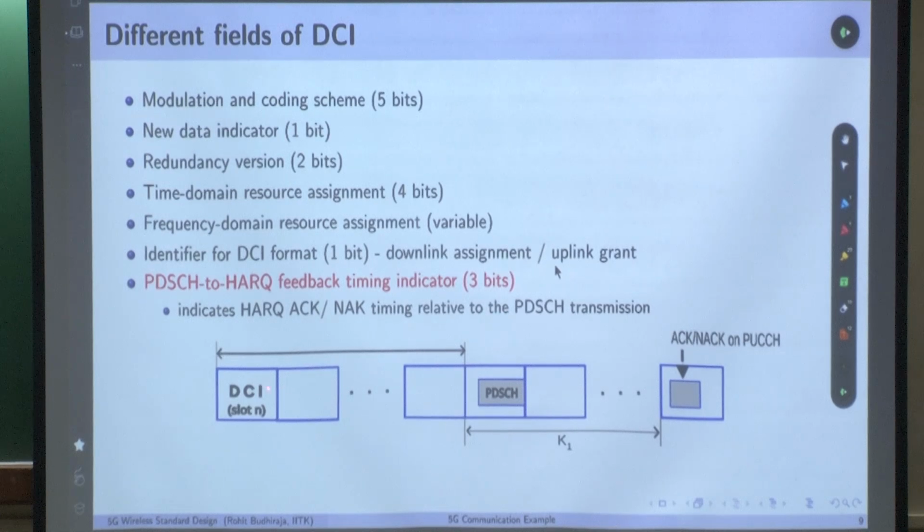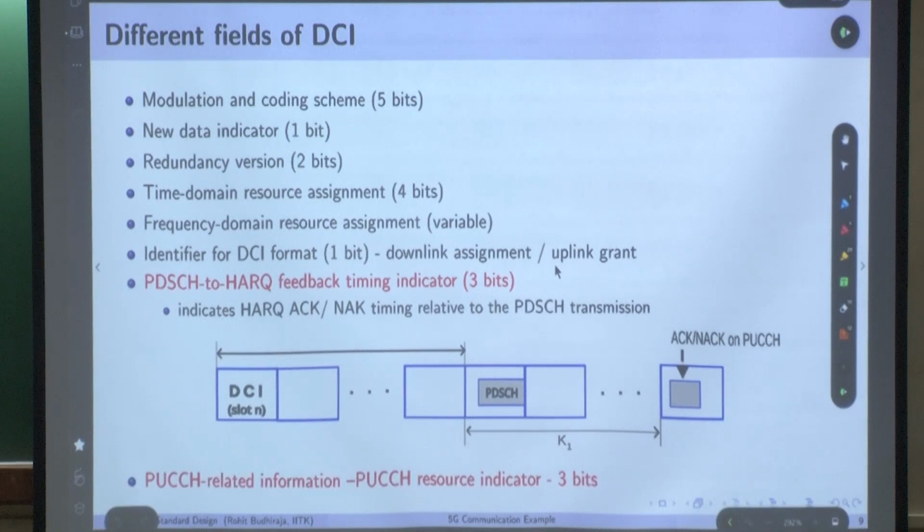You are receiving your PDSCH, and after K1 slots, please acknowledge whether it was ACK or NACK. That happens on PUCCH, which I have not taught you yet, because ACK or NACK has to go on the uplink. But where will it go? That is also defined. That's how complete control information is being sent.